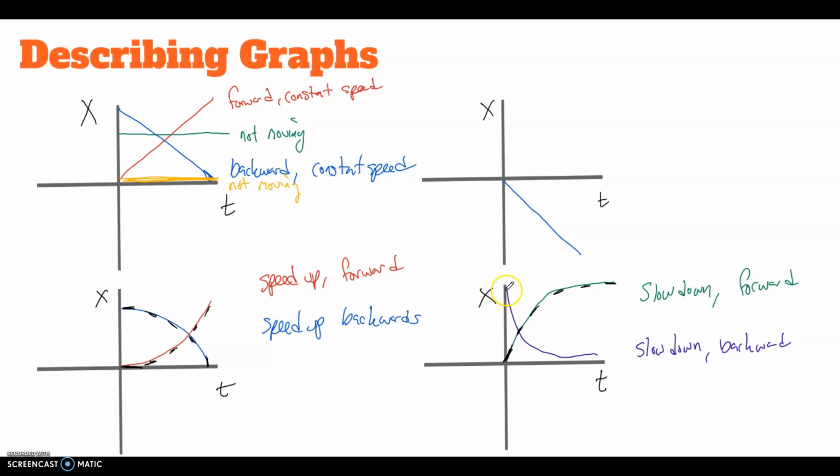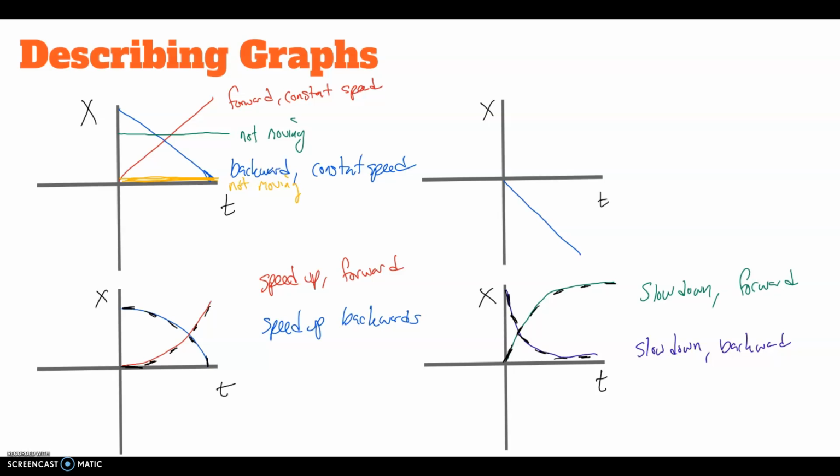For the purple line, we're starting with a very steep downward trend. And so downward means it's going backwards in a negative direction. The fact that it's steep means it's moving quickly, and it slows down as we get to the end. So we're slowing down and going backwards.